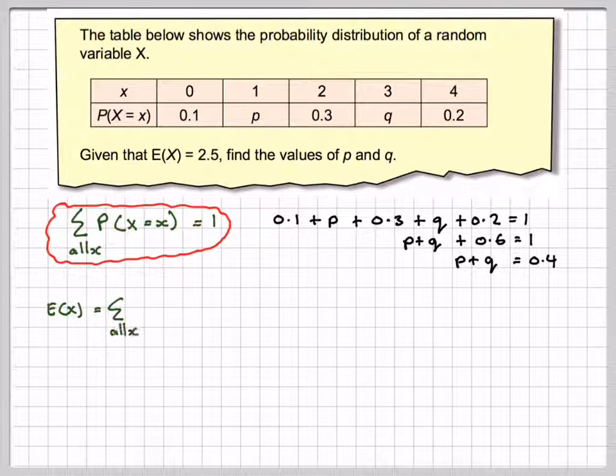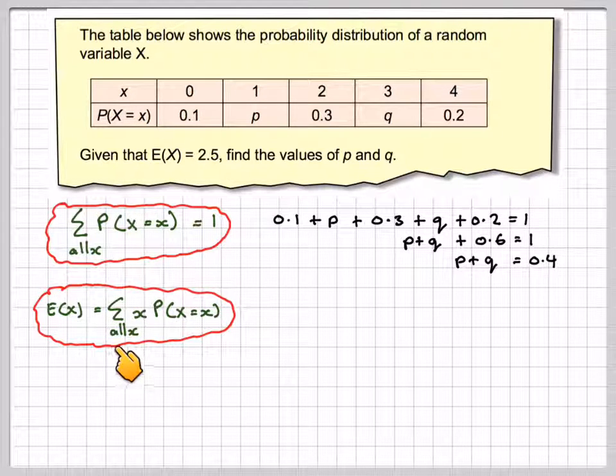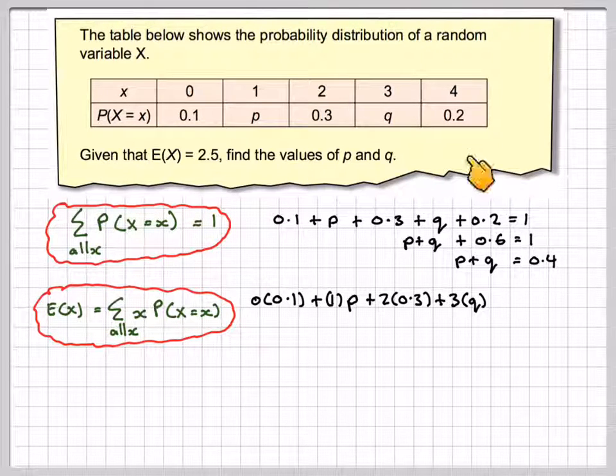The other bit of information we know is that E(x) is the sum of all x times the probability of x equal to x. So we need to do 0 times 0.1 plus 1 times p plus 2 times 0.3 plus 3 times q plus 4 times 0.2, and that's got to be equal to 2.5.